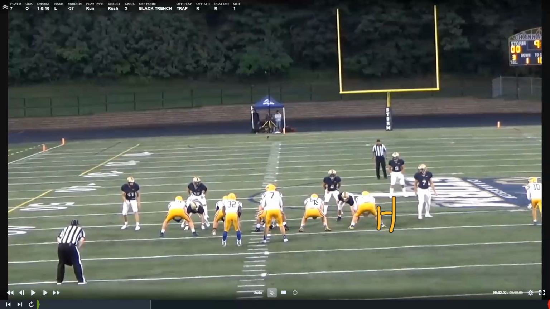So we need to start disguising our calls as we're going along through the game so they can't just pick up on what we're doing every play when we get up to the line of scrimmage. So we need to start doing that during practice, making sure we're doing that during practice.